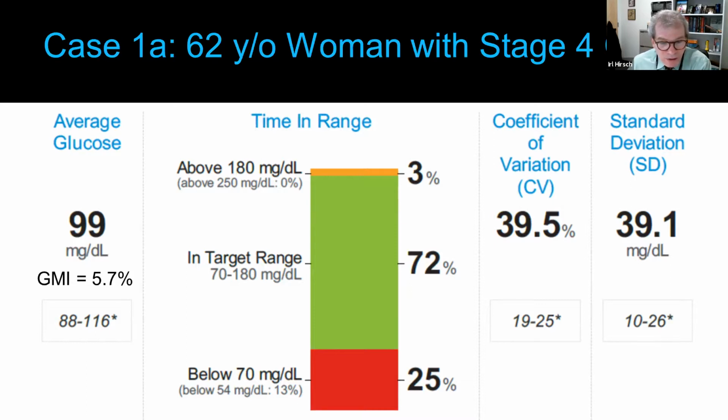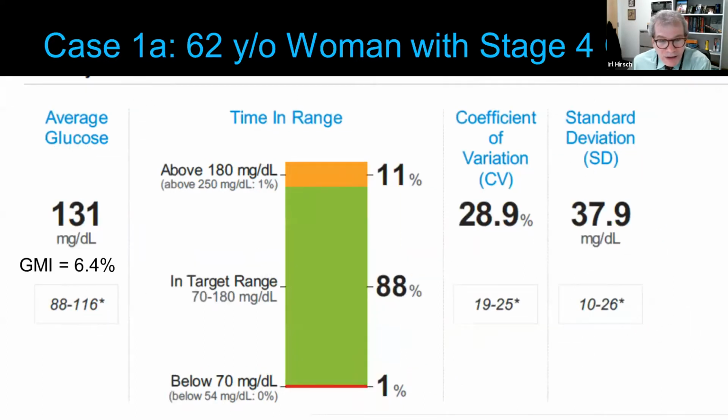So she was hypoglycemic a quarter of the time. I mean, that's over, what, 4-6 hours a day hypoglycemic. It's too much hypoglycemia. So I stopped her glimepiride. I saw her back. Interestingly, her A1C didn't change off the glimepiride, and here she is a few months later. Now she's 88% in target, a little bit below target, not significant, and her average is up to 131. Now her GMI is up to 6.4%.